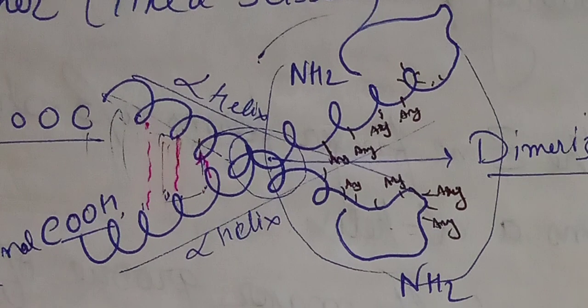Here it has been shown the different types of amino acids that are found on these two monomeric proteins that are able to interact with each other.